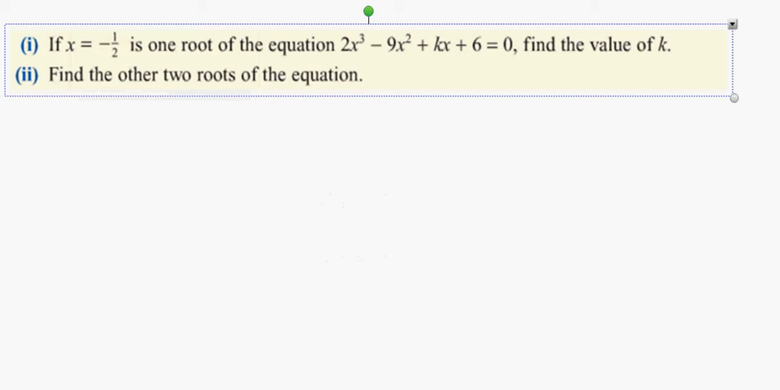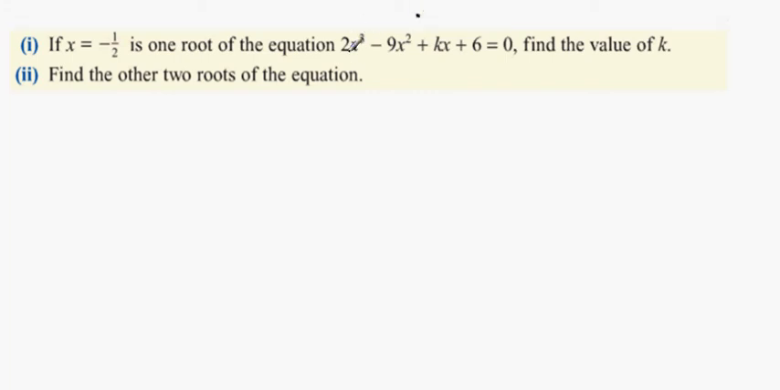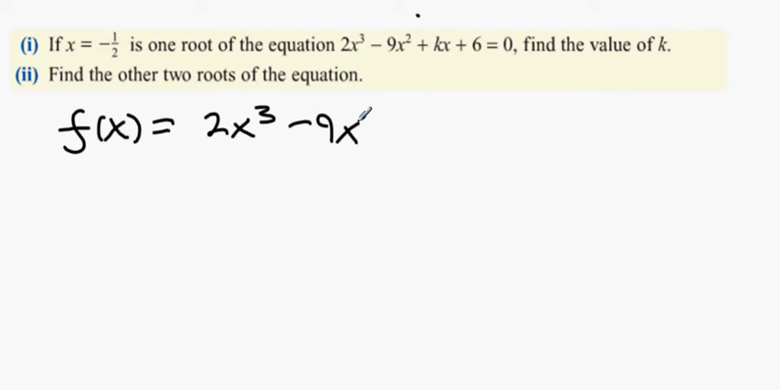Okay, so the next question is, if x equals minus a half is the root of the equation 2x cubed minus 9x squared plus kx plus 6 equals 0, find the value of k. Now the truth is, f of x is this here, and if it's a root, then when I replace x with minus a half, it has to turn to 0. Okay, so this is kx.